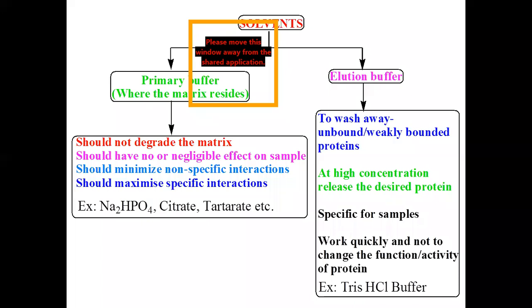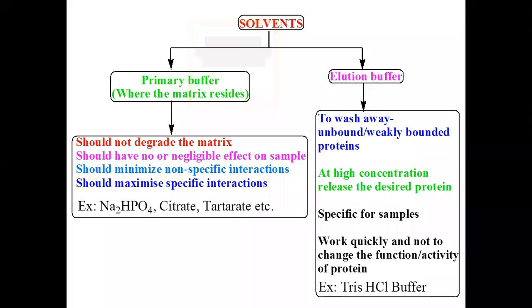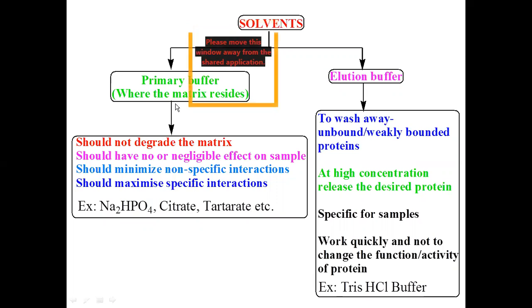It means the buffer should not alter the property of the ligand as well as the matrix, and in the meantime it should enhance the extent of specific interaction of the biomolecule with the ligand. So these are the requirements while we choose the primary buffer. The buffer must not degrade the matrix. The buffer should have no or negligible effect on the sample. It should minimize the non-specific interaction between the ligand and the solute. It should maximize the specific interaction.